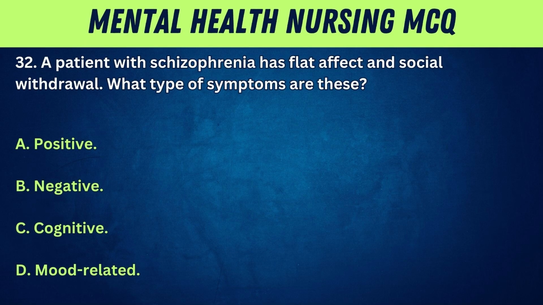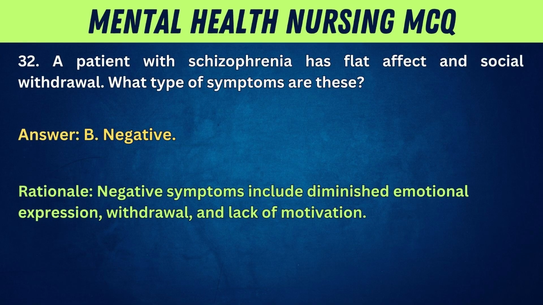32. A patient with schizophrenia has flat affect and social withdrawal. What type of symptoms are these? A. Positive. B. Negative. C. Cognitive. D. Mood-related. Answer: B. Negative. Rationale: negative symptoms include diminished emotional expression, withdrawal, and lack of motivation.